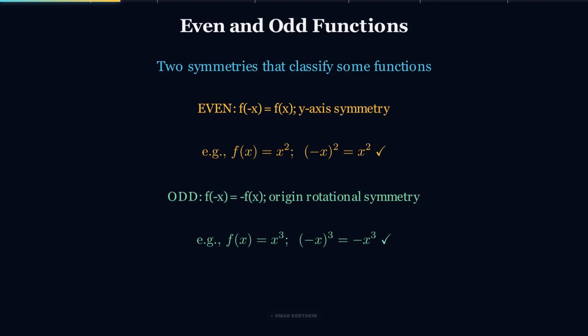Step 1 in the algebraic test: compute f of negative x by replacing every x in the rule with negative x. Carefully apply the substitution, including the parentheses, to protect signs and exponents. The result is an expression in x that you compare to f of x and to negative f of x.